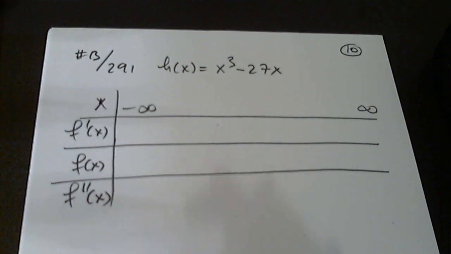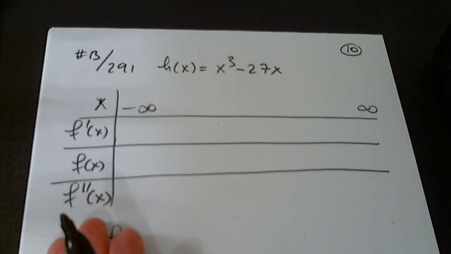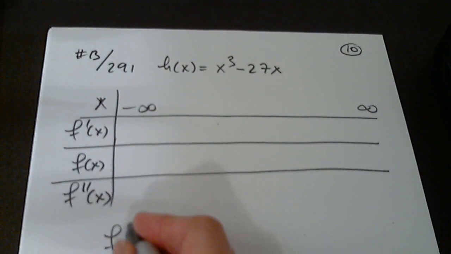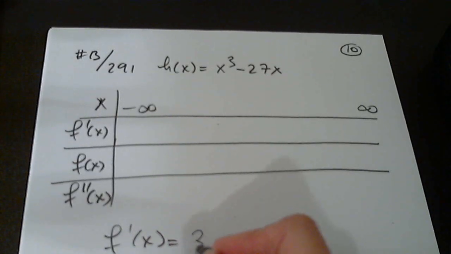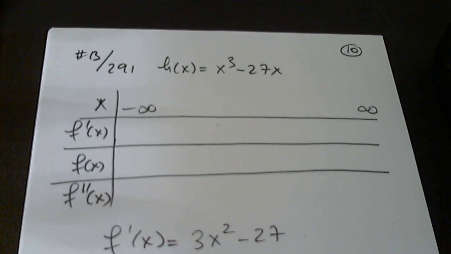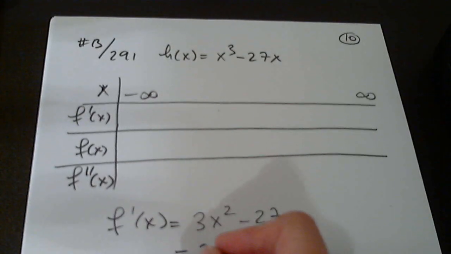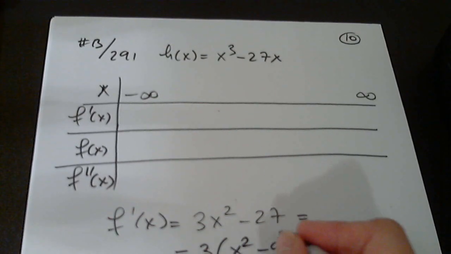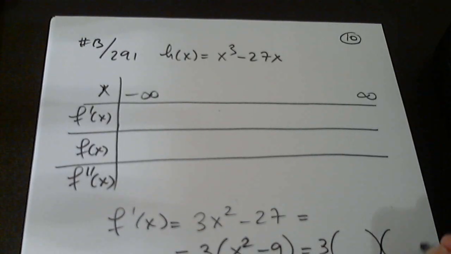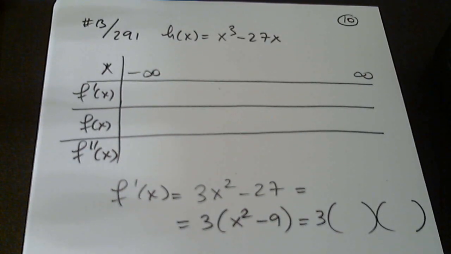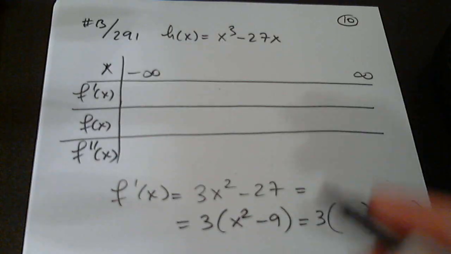Okay. So first I'll find the first derivative. I can never find the second derivative before I find the first anyway. F prime of x is 3x squared minus 27. Of course, I will factor out a 3 and I have x squared minus 9. And can anyone completely factor x squared minus 9? x plus 3, x minus 3. Thank you very much.